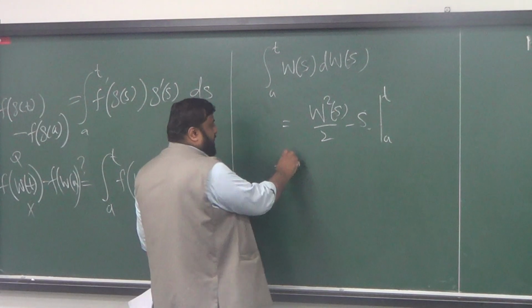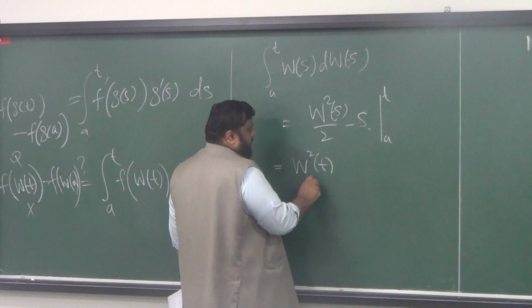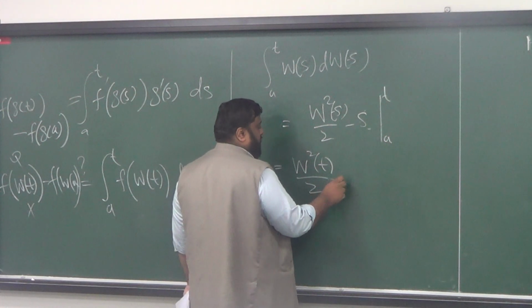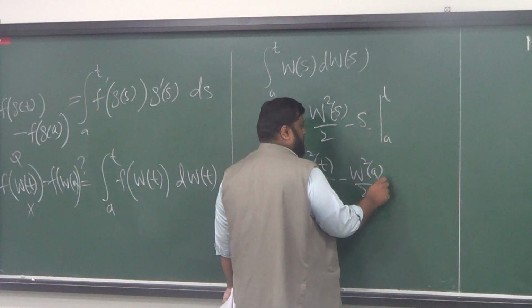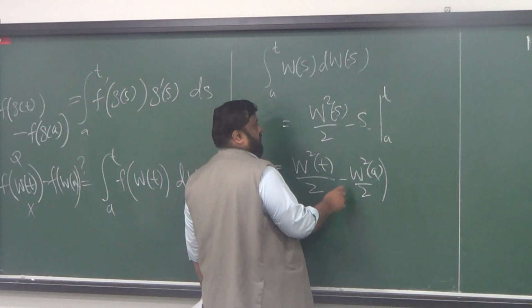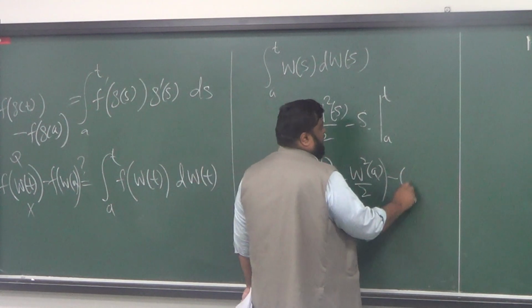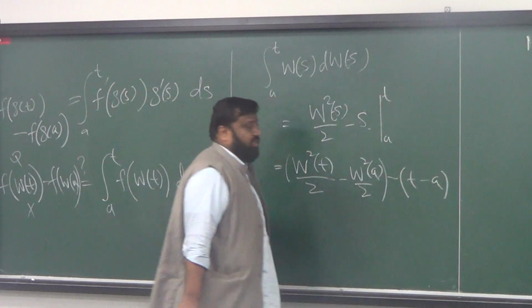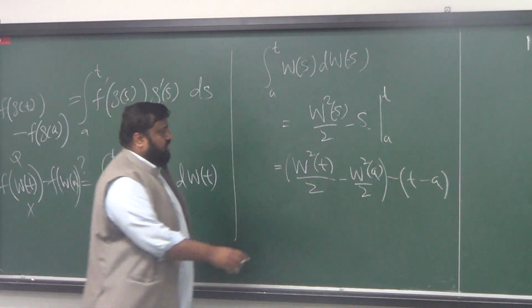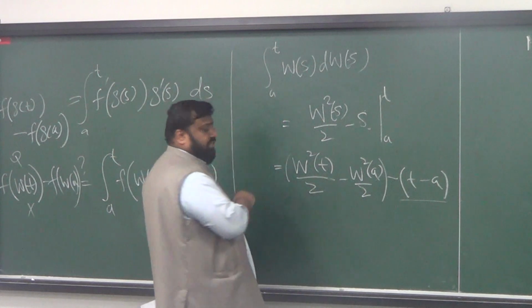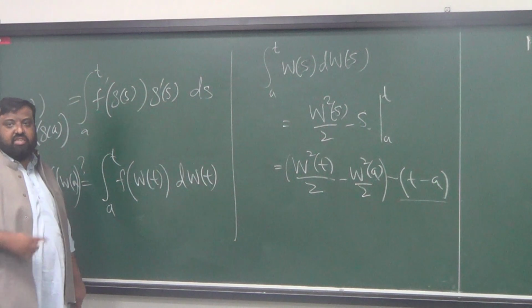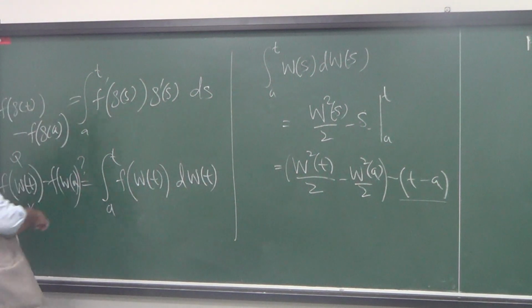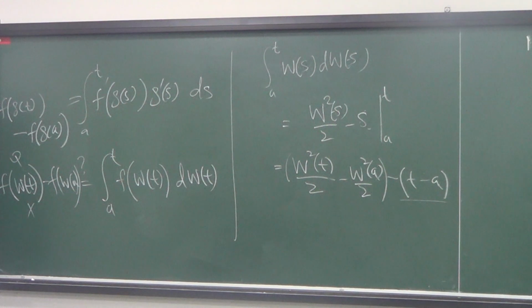Now what does this mean? This means that you have W squared of t by 2 minus W squared of a by 2 and minus (t minus a) over 2, something like that. So you have this additional term coming out of integrating with W of t. So this rule is not true in general. Because if this would be true, we shouldn't have this term.